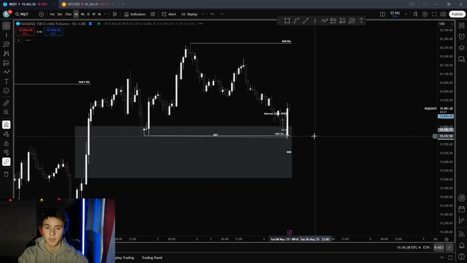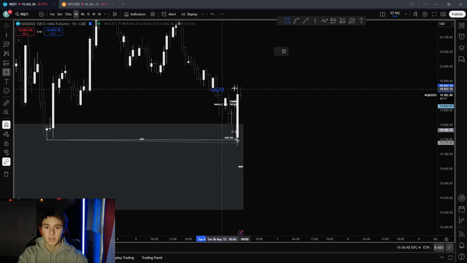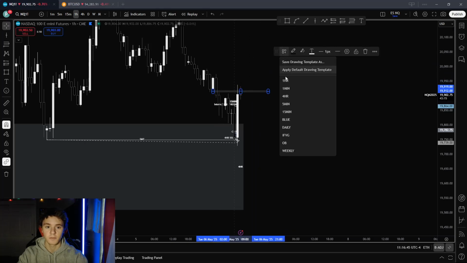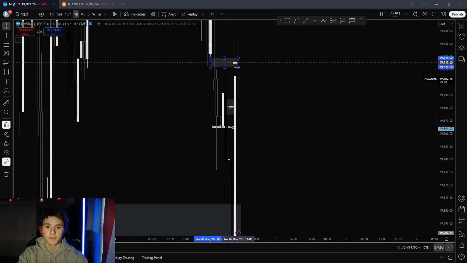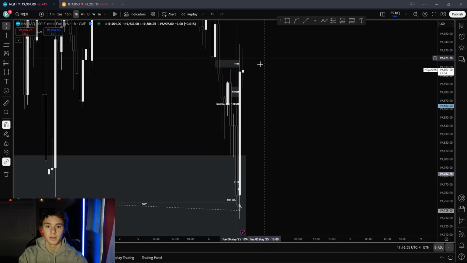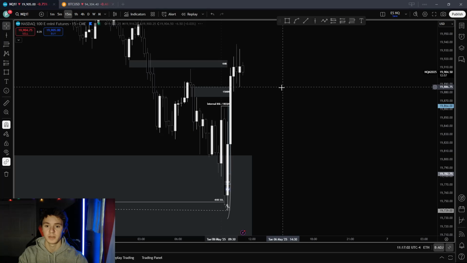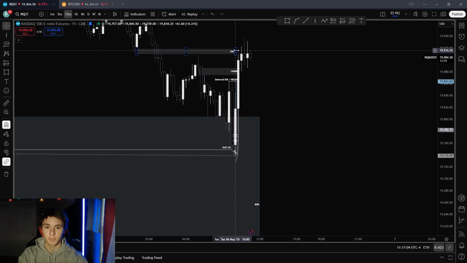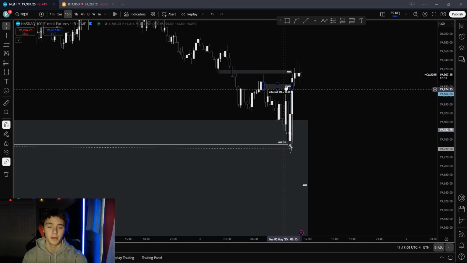Now scaling in from there, I'm looking for any sort of higher time frame imbalances to take a trade off of to the downside. And this morning was a little weird because we had this 1-hour fair value gap that I was looking for price to retrace to. We also had this 15-minute fair value gap right here. If we go to the 15-minute chart, this 15-minute fair value gap right here. And these are the only two higher time frame imbalances within the range.